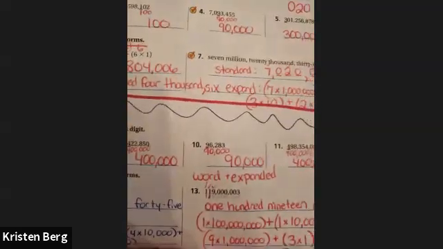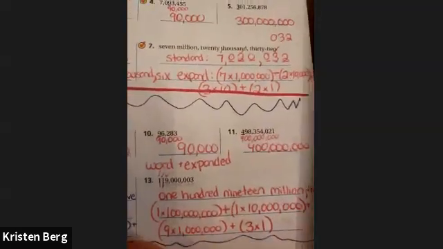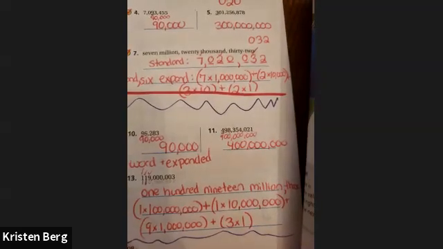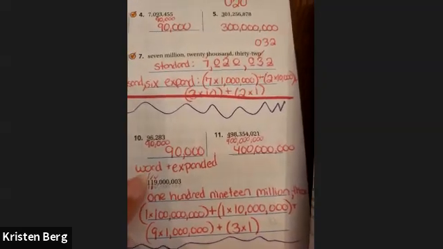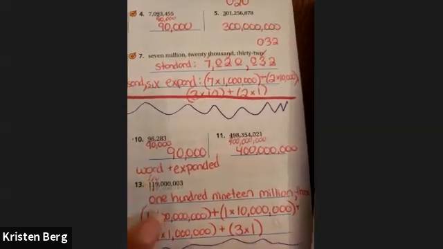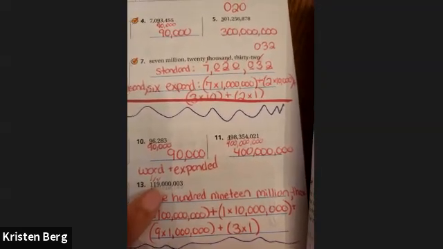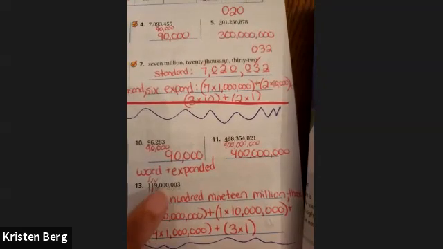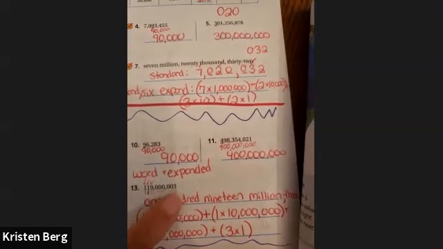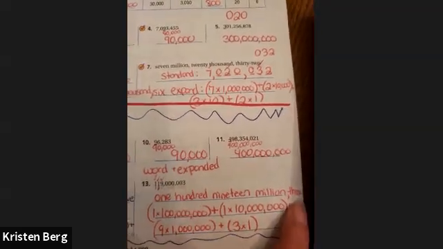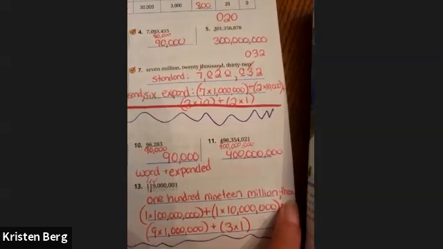The next one, and you can see this is another strategy that I was doing right here, is I was checking them off as I went. So this one was 119 million, and then there's nothing, and then there's just a 3. So it'd be 119 million, 3. That's it.